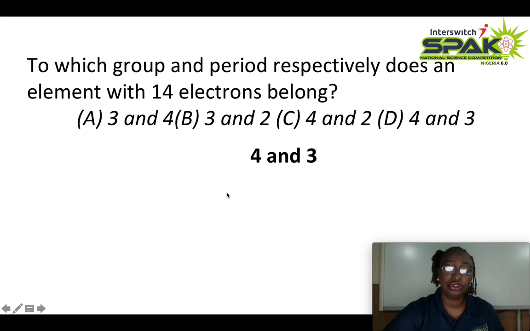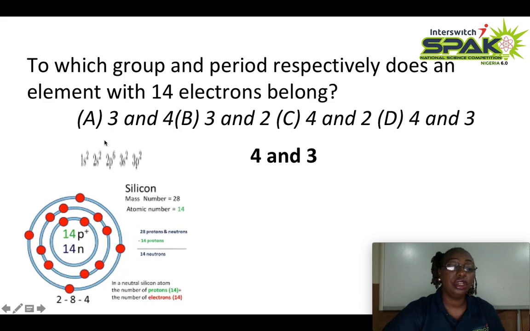Let's see in this illustration. If you look at the electronic configuration of this element, which is silicon, the 14th element, the first shell, the second shell, and this is the third shell. And I told you that the number of shells determines the period. So because it's in the third shell, it is in period 3. Now this third shell, add these two numbers together, and that gives you 4. That tells us that it's in group 4 of the periodic table.